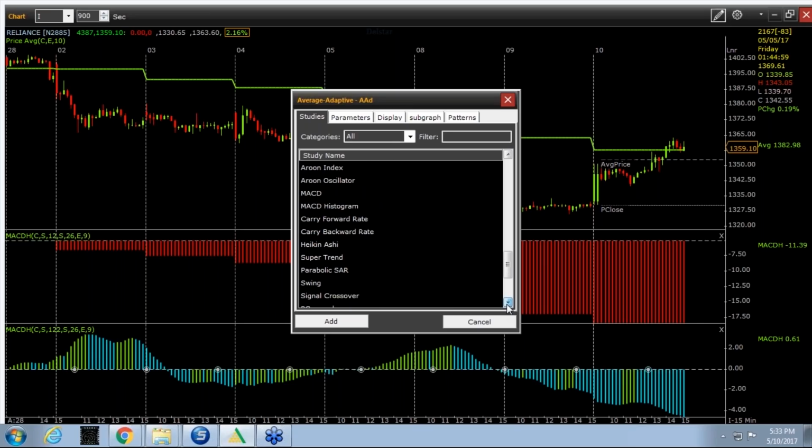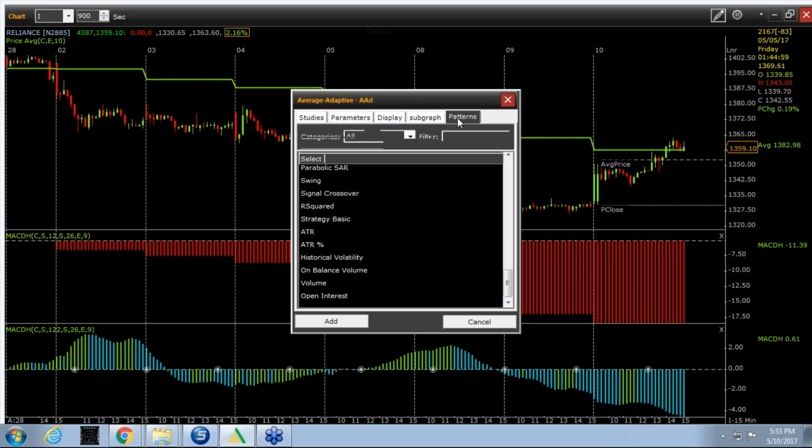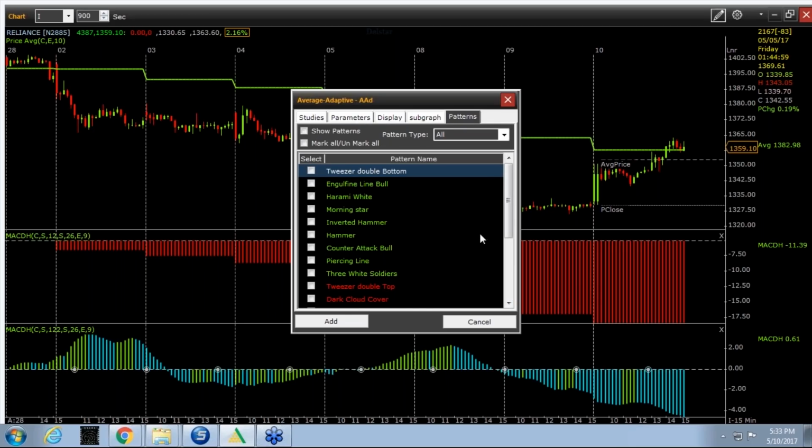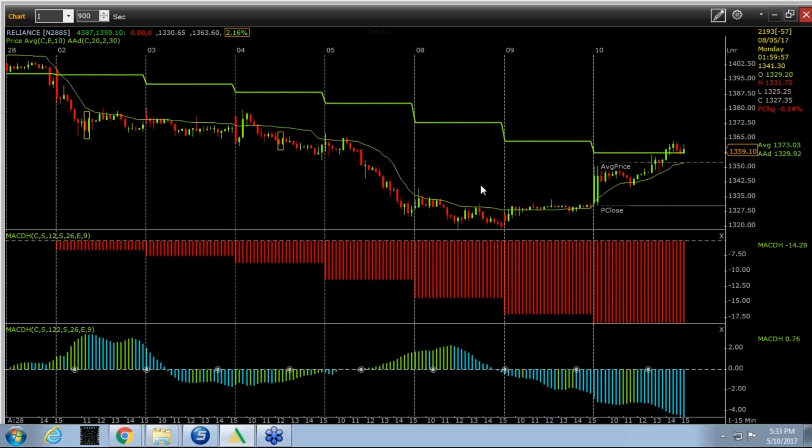Apart from that, you also have certain Japanese candlestick patterns. So say for example, you just click on a few of these patterns. We just click them randomly. So wherever they form, here you see that this is a pattern. You just bring your mouse on here, and it will show you this is an engulfing line bullish.